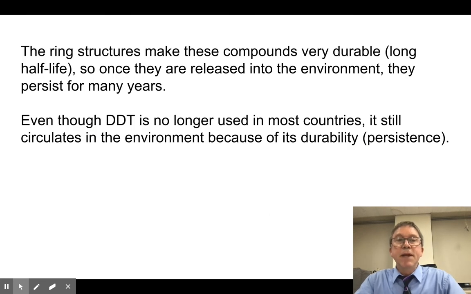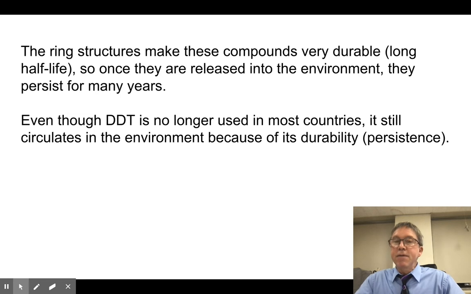So they have a very long half-life. Because of this ring structure, and by having a long half-life, that means they have the ability to accumulate over time. If they broke down quickly, they wouldn't be a problem. But they're very persistent, hence the term persistent organic pollutants.